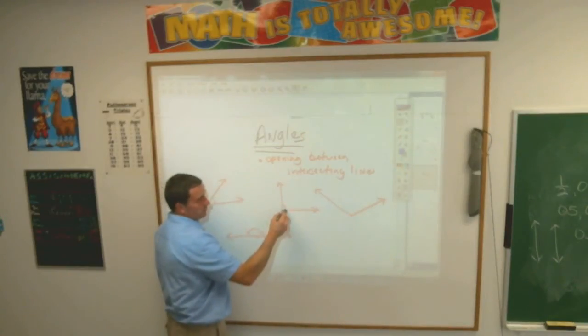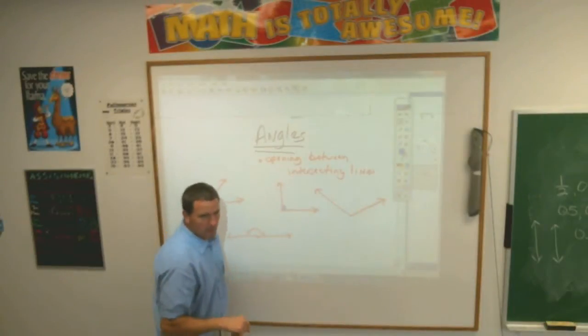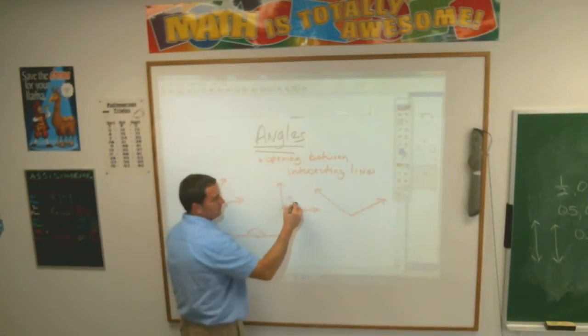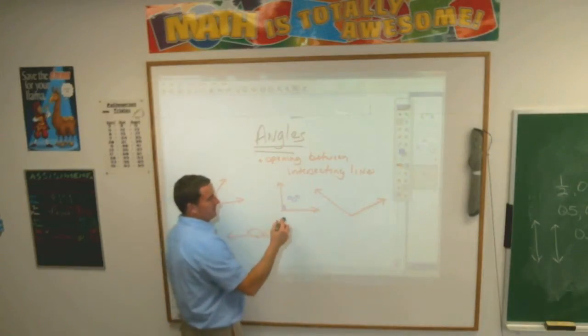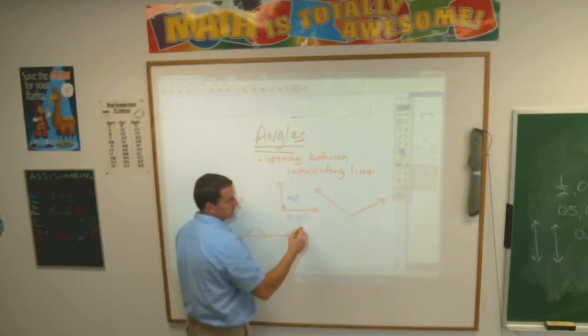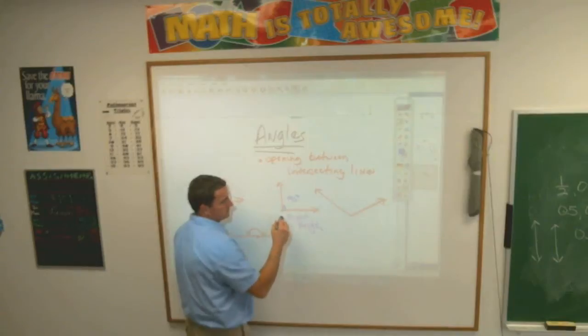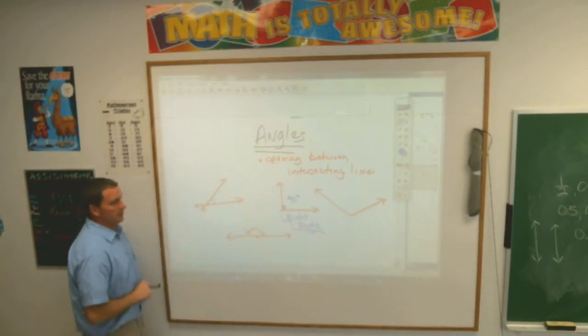If you have a nice square corner here, how many degrees is that? Does anybody know what a nice corner is, Lainey? 90 degrees. And we call that, and I don't know who came up with this name, a 90-degree corner is called a right angle. It is 90 degrees. I guess because it's all right.